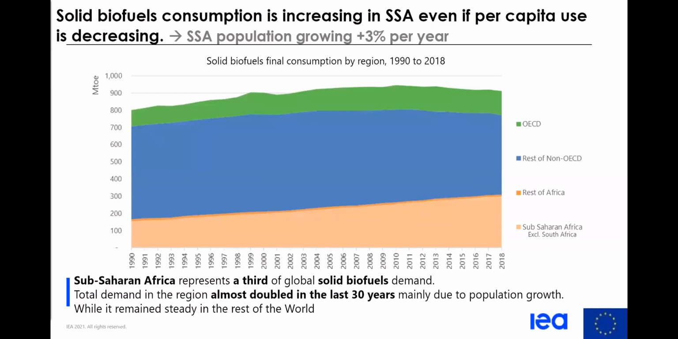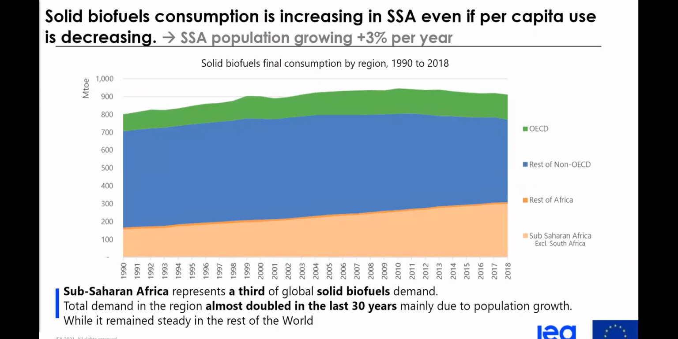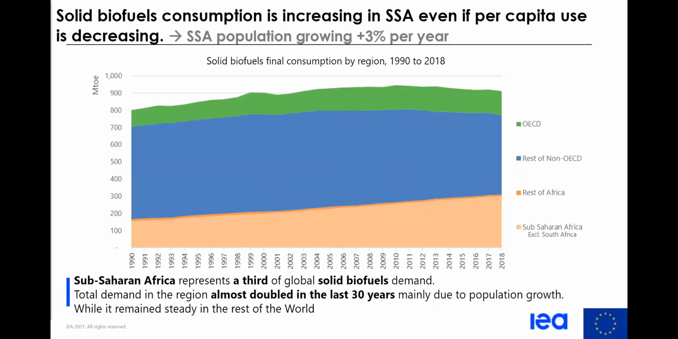Let's see how solid biofuels consumption is evolving in different regions. First, we see that in 2018, Sub-Saharan Africa accounts for one-third of total solid biofuels demand, and if we look from 1990, we see a constant increase in demand that nearly doubled in the last 30 years. In the rest of the world, demand has remained quite stable. This shows that the increase in the use of biofuels and access to clean energy sources are slower than population growth, which is increasing very fast, by 3% annually.